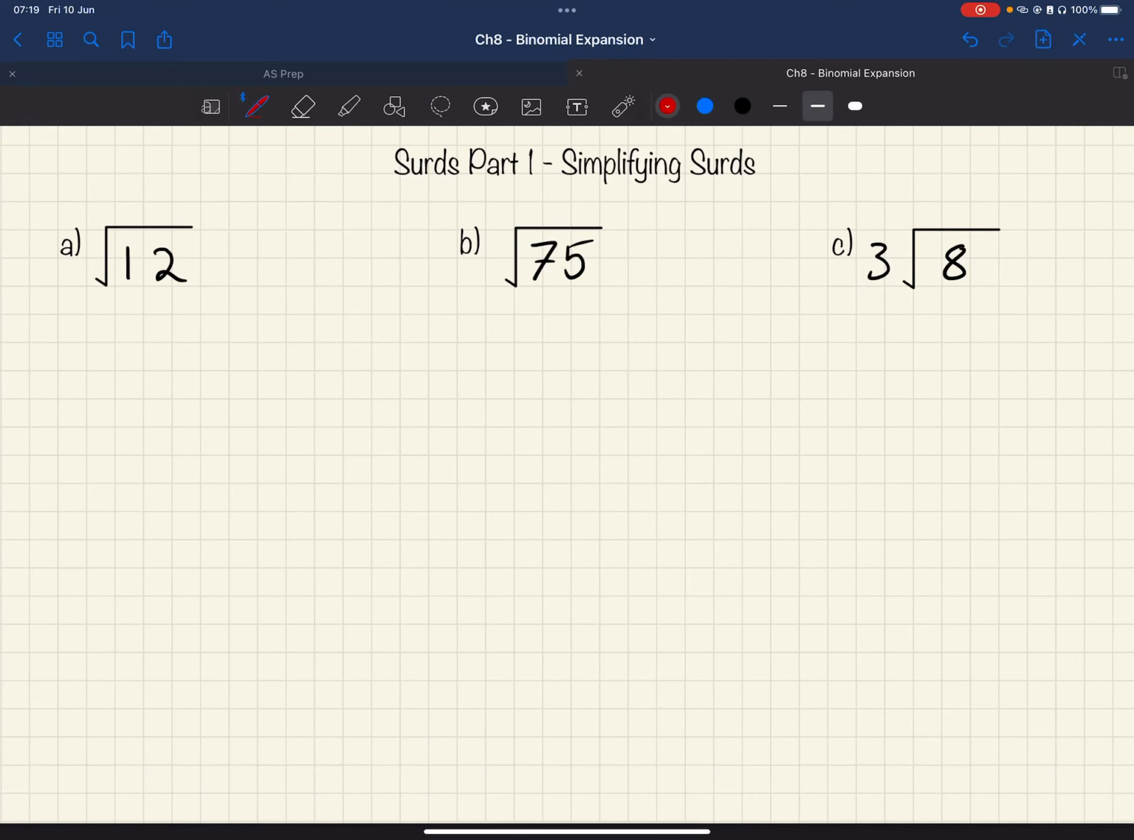This session, we're going to look at simplifying surds. Now, this is a topic that's going to come up on your end of year assessment. So to start off with, on the first sheet, which says Surds Part 1, Simplifying Surds, I'm going to go through the three worked examples.